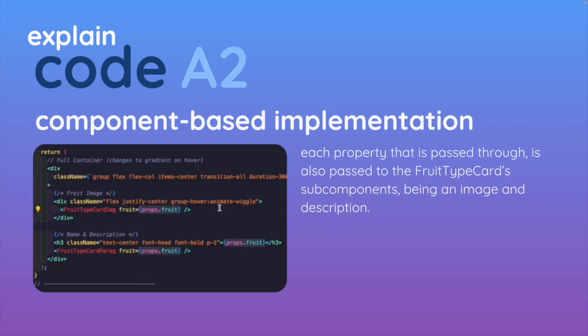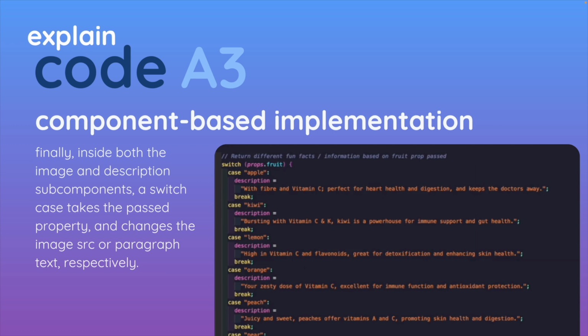And that property being passed through is then also passed through to its subcomponents. So this is inside that fruit type card. The image gets that fruit property, and then also the description. And the title is used directly. So that will then continue deeper, and there's a switch case inside both the image and the description subcomponents, and the switch checks what is passed through. If it's apple, that is the description we want, and then the paragraph and the image source will change respectively.